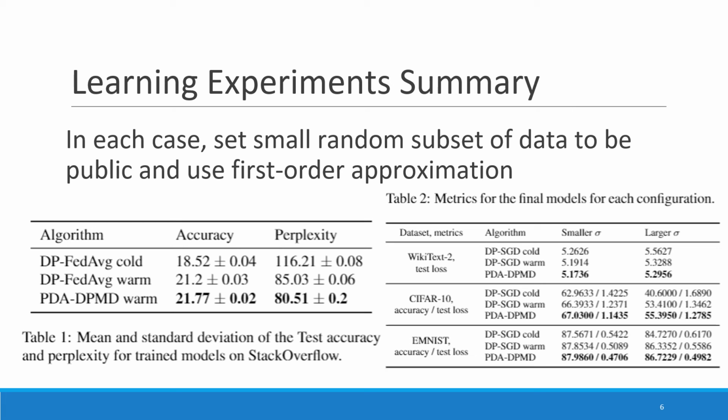In these experiments, we take a random subset of the data and we treat that as public and the rest of it as private. And in all these experiments, we see improvements over just running DP-SGD or DP federated averaging with pre-training. We also, in some cases, compare it to the state of the art when there is a state of the art that uses public data. And in these cases, we also beat the state of the art.